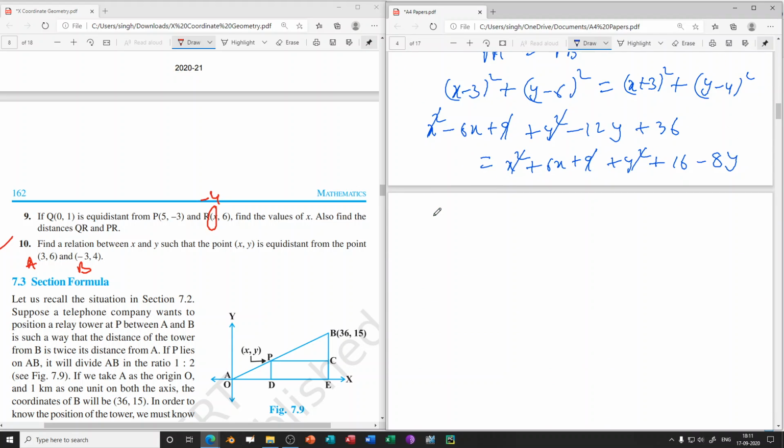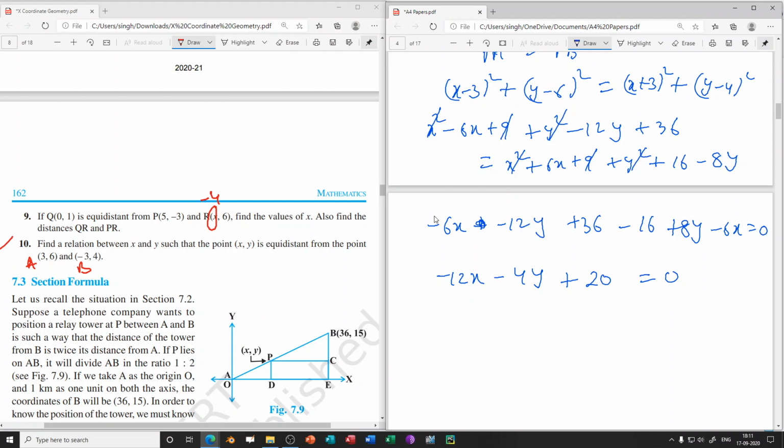to one side. That is, let us take all the other terms to the left hand side. So here we are having minus 6x, minus 12y plus 36. This will become minus 16, and this will become plus 8y, and it will be minus 6x equal to 0. Solving this, we'll get minus 6x minus 6x, that is minus 12x. Adding the like terms, minus 12y plus 8y, that will give us minus 4y, and plus 36 minus 16, that will give us plus 20 equal to 0.